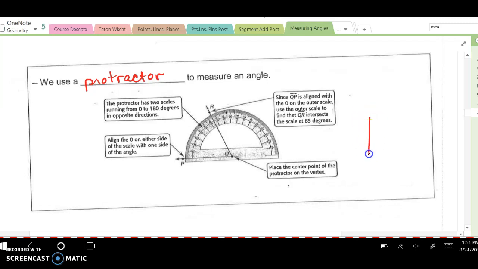Sometimes you'll see something like this in construction. It's the same idea. It's called a speed square, or a triangle. Somebody will just call it a triangle, and it also has degrees on it. And it's basically a right triangle protractor is all it is.